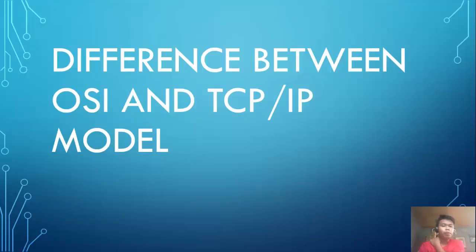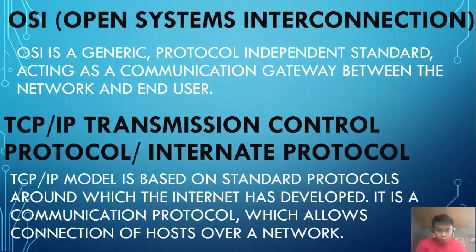So the difference between the OSI and TCP/IP model. First is the OSI. OSI is a generic, protocol independent standard acting as a communication gateway between the network and end user. So these are the differences. The TCP/IP model is based on standard protocols around which the internet has developed. It is a communication protocol which allows connection of hosts over a network.